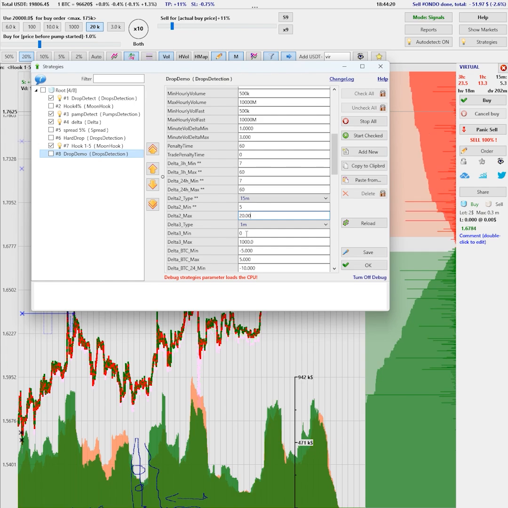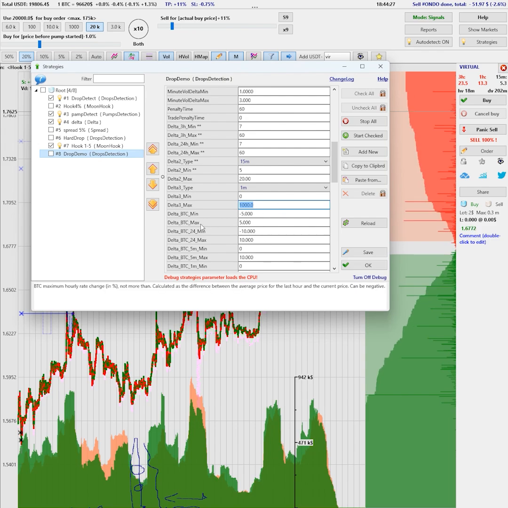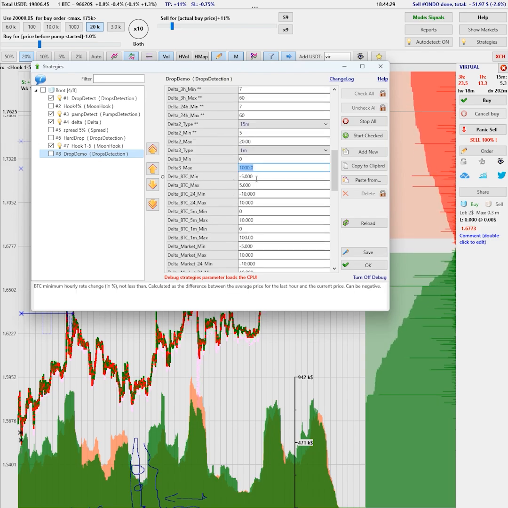And then you can even set it for 1 minute. So for 1 minute, let's think about it. Min max, let's just not use it for now. So it's 0 to 1,000. I like it. Okay, delta on the Bitcoin.